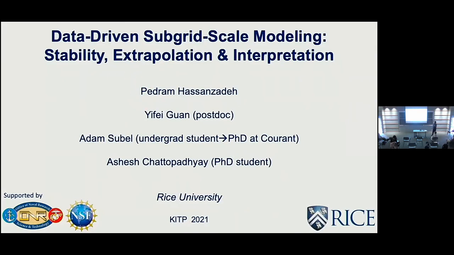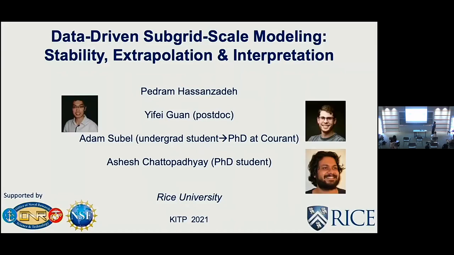But okay, so first of all, I'd like to thank the organizers and everybody who has made this workshop possible. I'm going to tell you about some work that we are doing on data-driven subgrid scale modeling. We focus on issues related to stability, extrapolation, for example, to a larger forcing or Reynolds number, using transfer learning to actually enable such extrapolations, and trying to interpret what's learned during transfer learning.